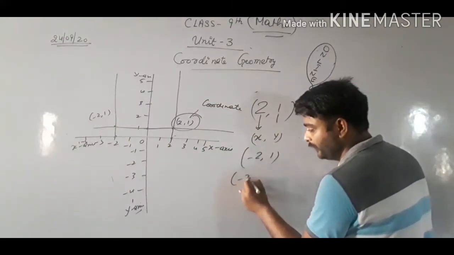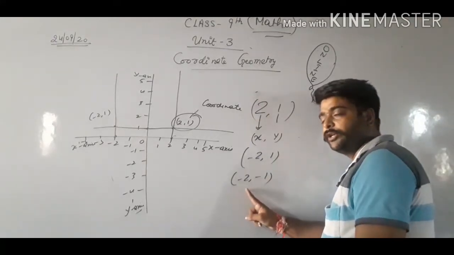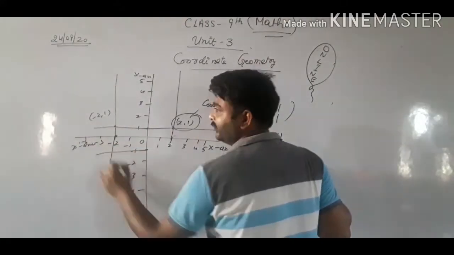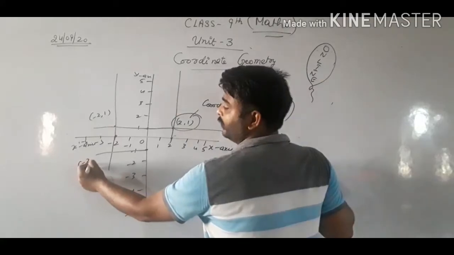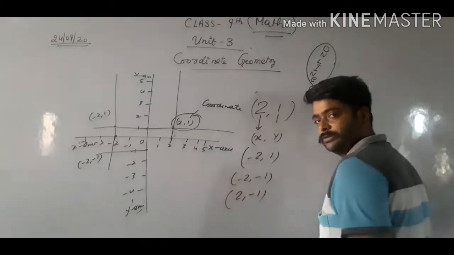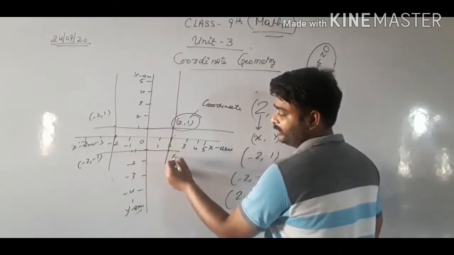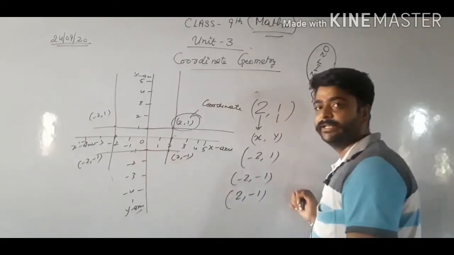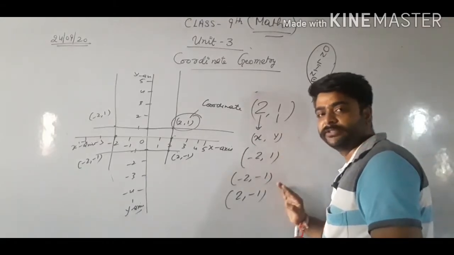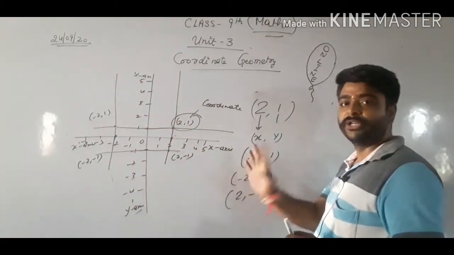Okay, another point, minus 2 comma minus 1. So class, again on the x-axis there is a point minus 2. This is minus 2 and this is minus 1. So where they intersect each other, that point is known as minus 2 comma minus 1, and the other is 2 comma minus 1. So 2 is this, and here it is minus. When they intersect, it is 2 comma minus 1. Any doubt till here? So class, we have learned how to represent these points, which are named as coordinate points, on the graph. Any doubt till here?